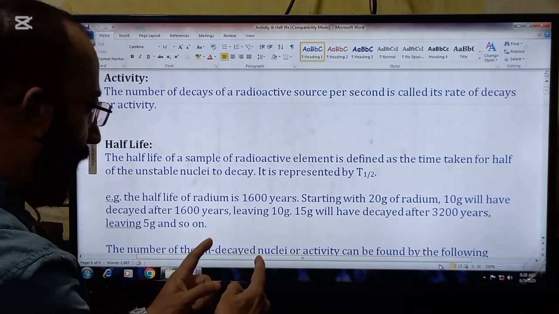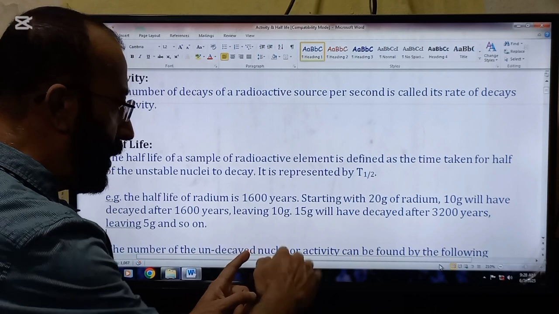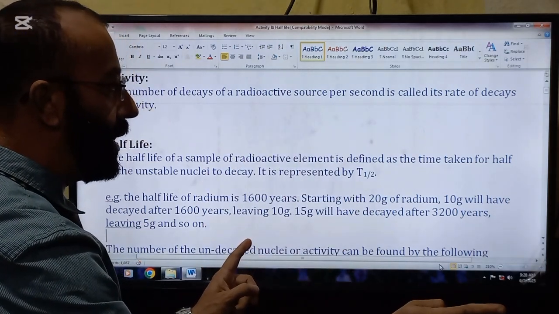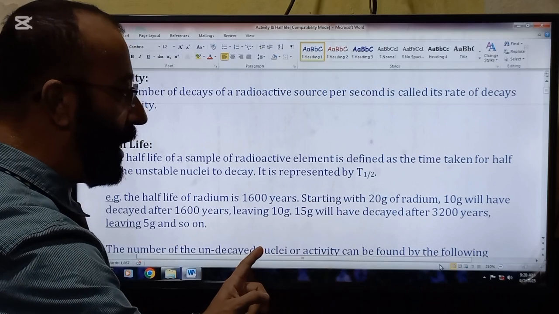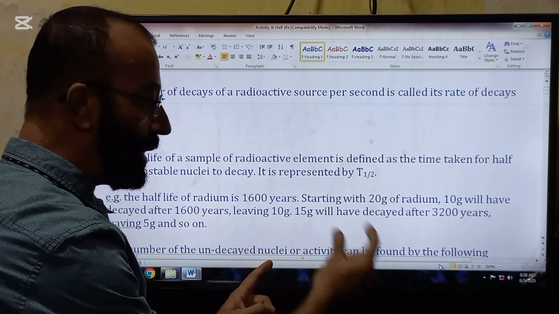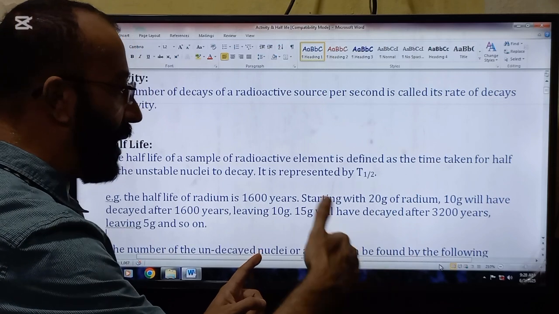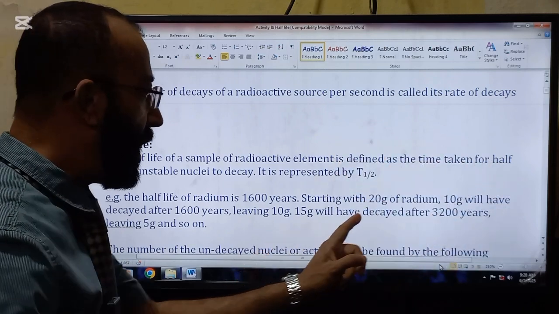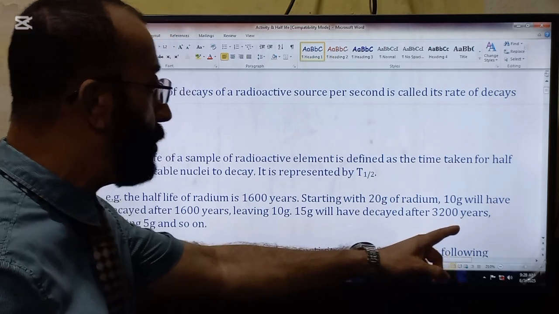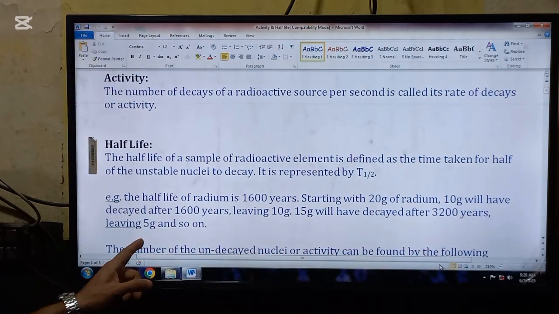And if then 10 gram is left, that will take again 1600 years to decay 50% of the left mass. So the left mass was 10 grams. So in total there will be 15 gram decayed after 3200 years, leaving 5 grams and so on.